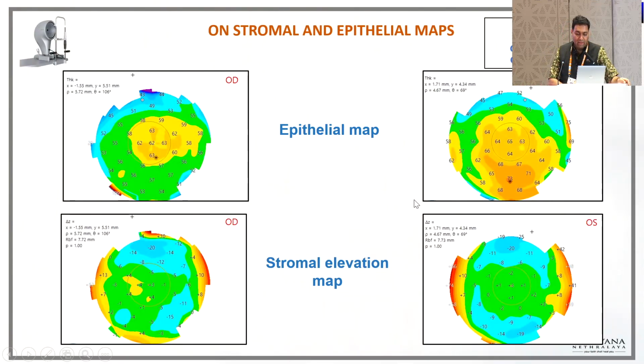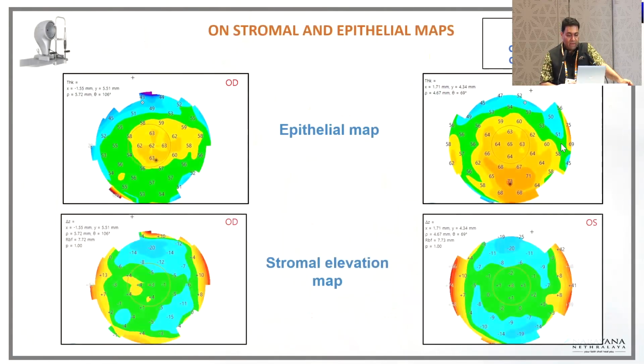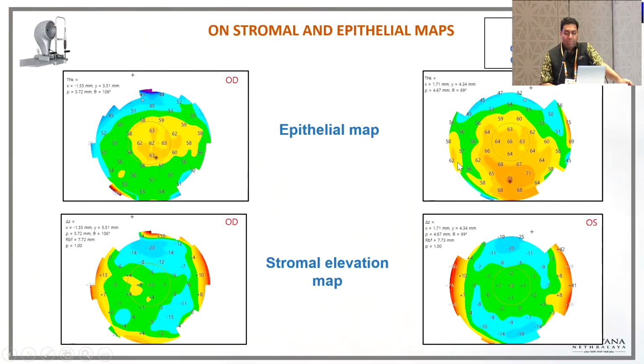The epithelial is irregular. So when you look at the MS39, the MS39 actually gives you the epithelial cylinder. There is an epithelial cylinder of around 0.5, 0.75. Even though the patient is not accepting any cylinder here, maybe he's balanced by the lens, but he's still having an epithelium which is quite irregular.